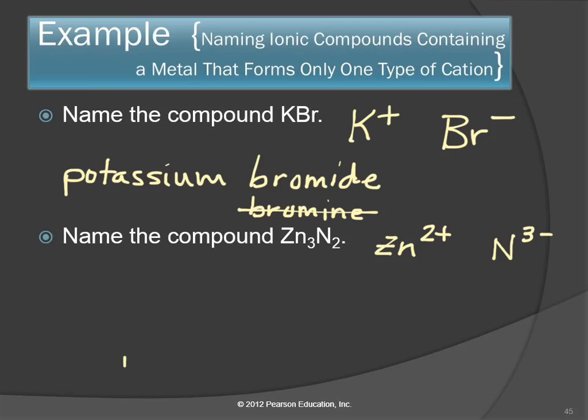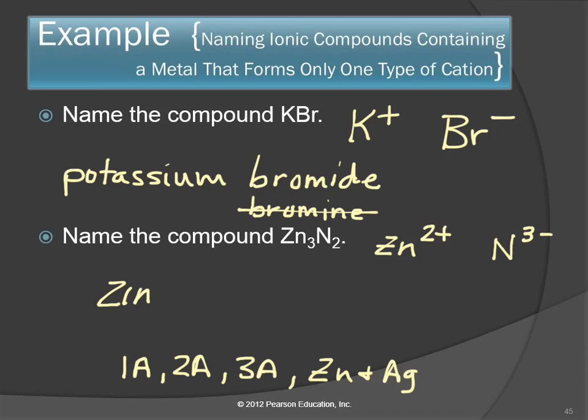And those groups are 1A, 2A, 3A, zinc, and silver. And you just have to remember that. If it's in one of those groups, the name of the cation is just the element name. So that's zinc. And what does nitrogen become? Nitride. So this is zinc nitride. Okay?